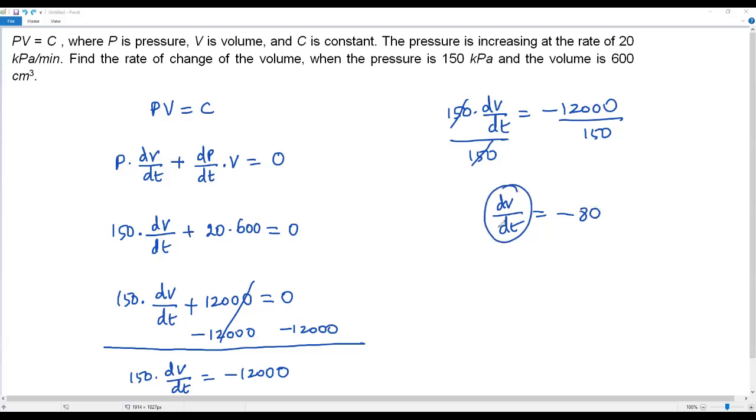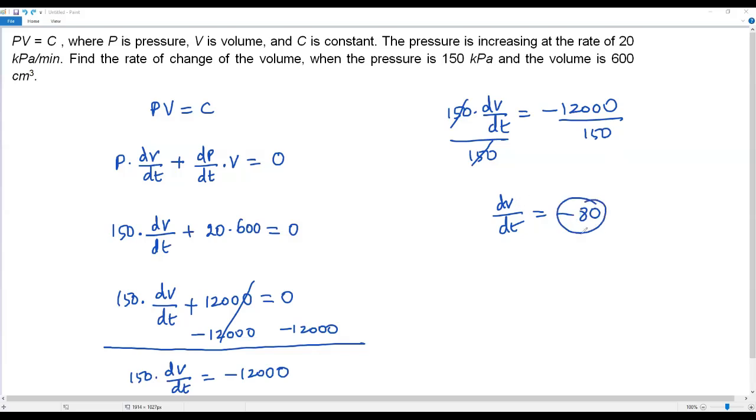So dV over dt is nothing but the derivative. Derivative means a change in a quantity. So that is the change in volume with respect to time. Here we get dV over dt with a negative sign. That means volume is decreasing. When the pressure is increasing at the rate of 20 kilopascal per minute, the volume is decreasing. So this negative sign indicates there is a decrease in volume.